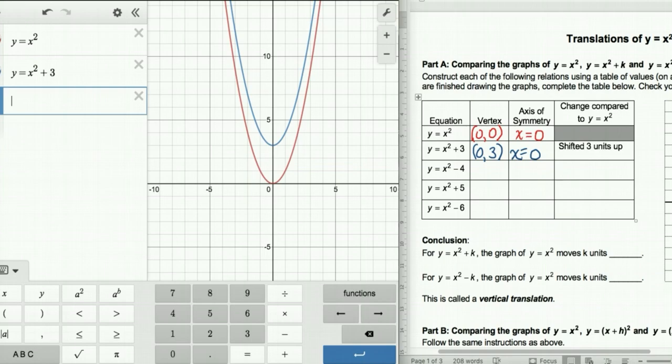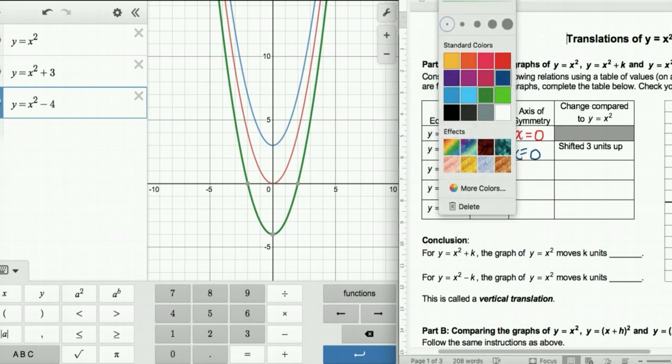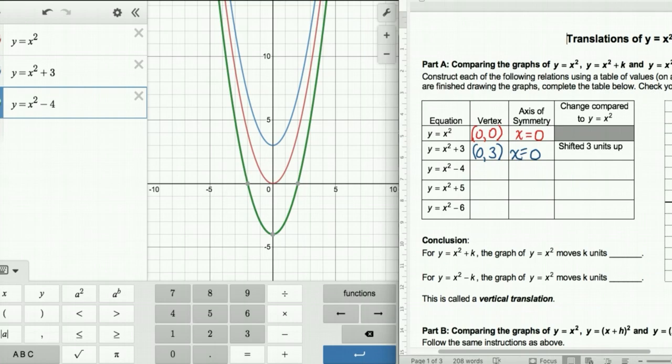So we're going to go over here and add in y equals x squared minus 4. And it's green, so I'm going to switch the pen to green here. We're going to analyze the vertex, and we're noticing that it's still at 0 for the x value, and this time it's -4 for the y value of the vertex. The axis of symmetry is still in the same spot. Up here we wrote shifted 3 units up, so this one would be shifted 4 units down.